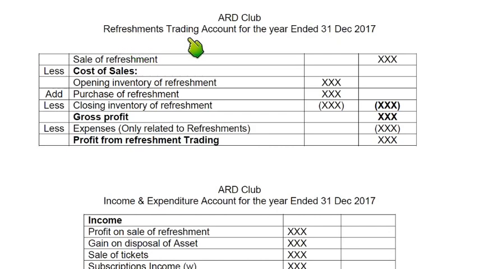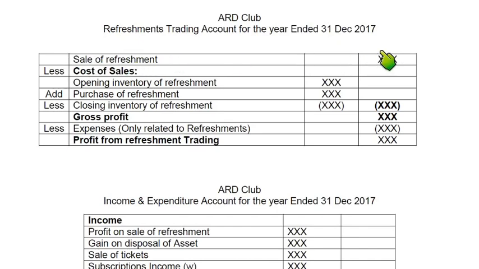So a refreshment trading account, a refreshment income statement. Maybe in an organization like Karachi Club, there is a canteen, a cafeteria. We need to make a separate income statement for that cafeteria, which is known as a canteen income statement or sometimes a canteen trading account. This is just like a normal income statement. The only difference is that everything in this statement will be related to refreshment or canteen.